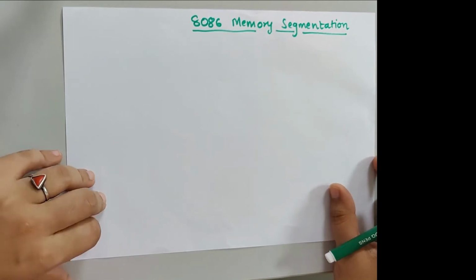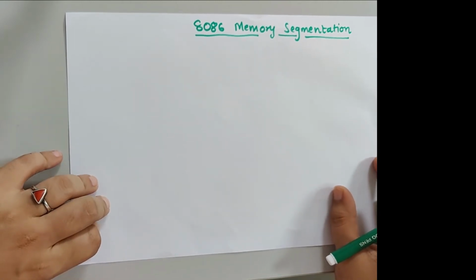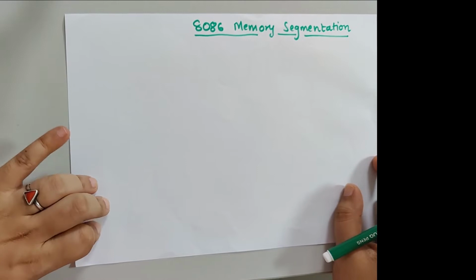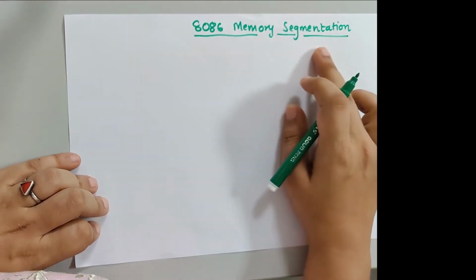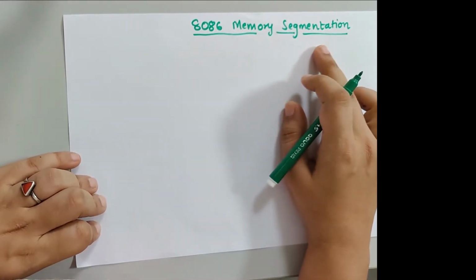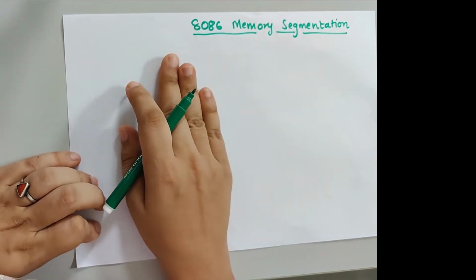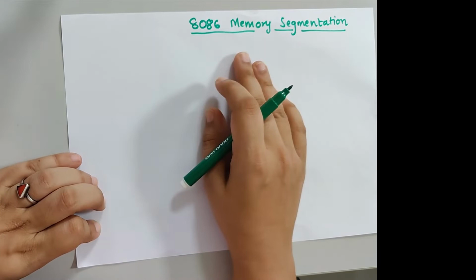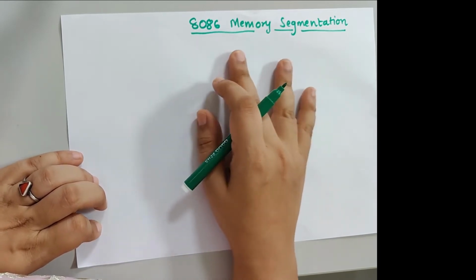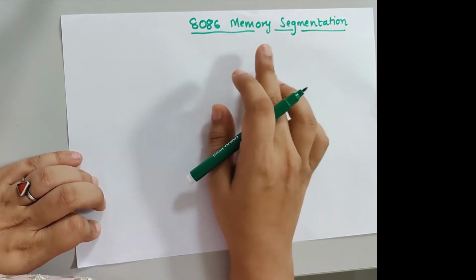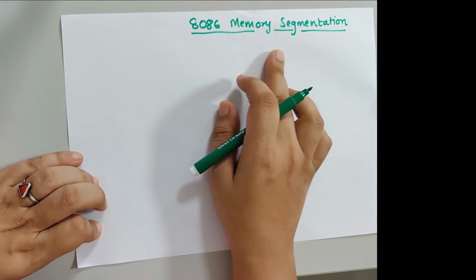Okay, so today we'll see 8086 memory segmentation. Basically, memory segmentation is a solution to a problem. In 8085 there was no memory segmentation. The problem started with the large memory. First we'll understand what the problem is, then we will see how memory segmentation gives the solution to that problem.